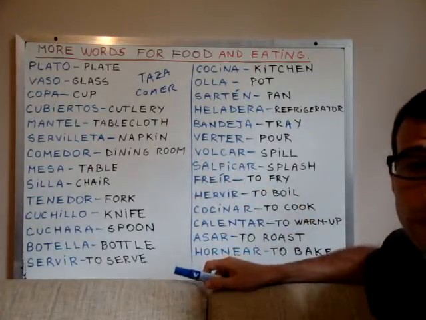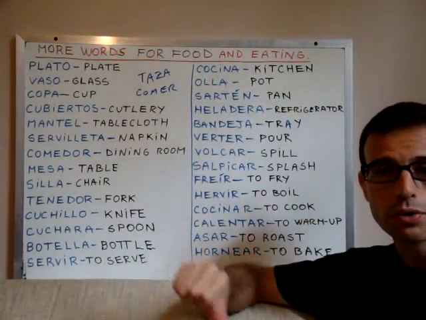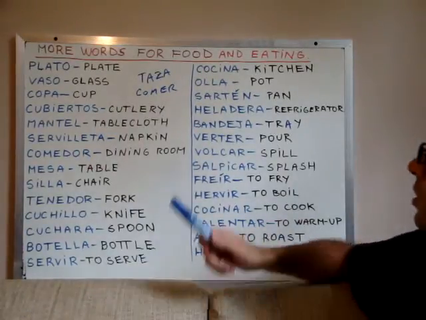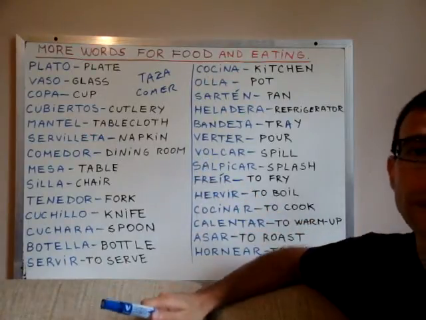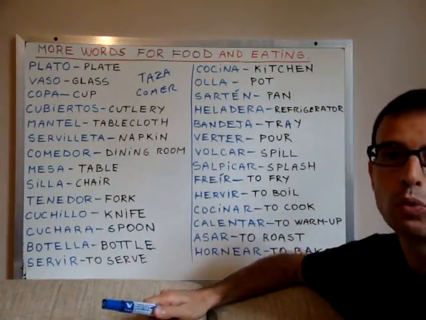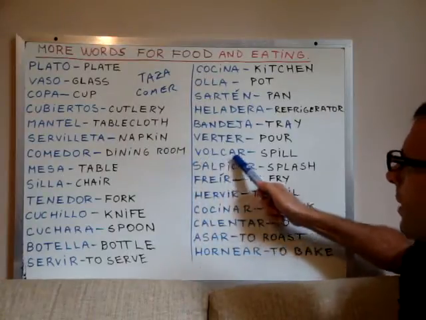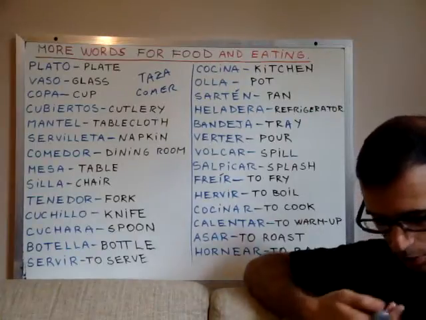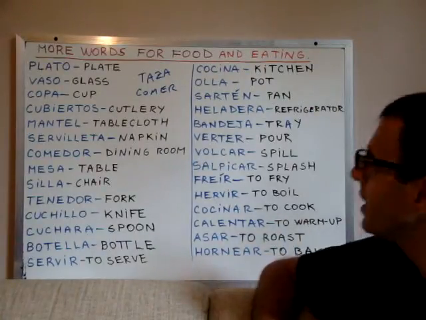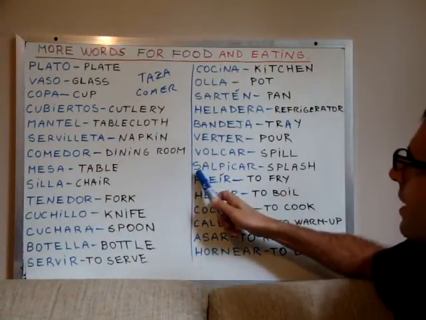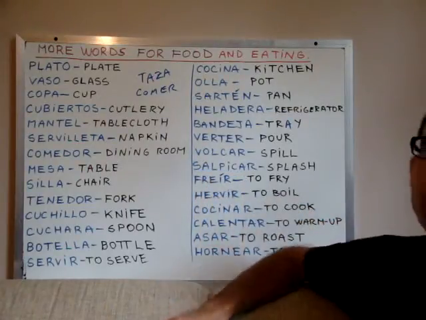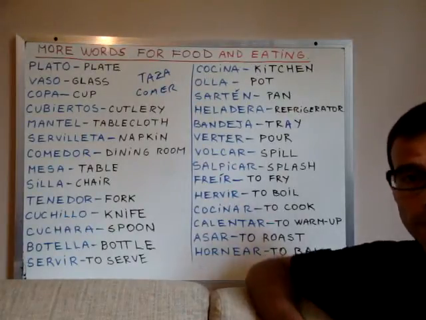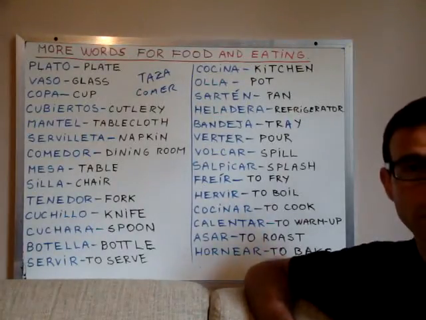Volcar is to spill. So if we are serving some water or pouring some water and we spill some water, we would say volqué agua. I spilled water. Volcar. And if we are eating some spaghetti and we splash our clothes with the gravy, the verb to splash is salpicar. Salpicar, right? We would say me salpiqué la ropa. I splashed my clothes. Okay?